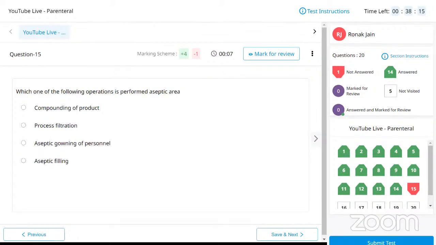Question 15. Which of the following operations is performed in the aseptic area? Aseptic area again is an area which is designated in the manufacturing facility of parenterals. We have the options: compounding of product, process filtration, aseptic gowning of personnel, and aseptic filling. Compounding of product is where the product is compounded or manufactured, so it requires more. It cannot be only aseptic, but more considerable, it should be pyrogen free and those kinds of things. So it is more focused.